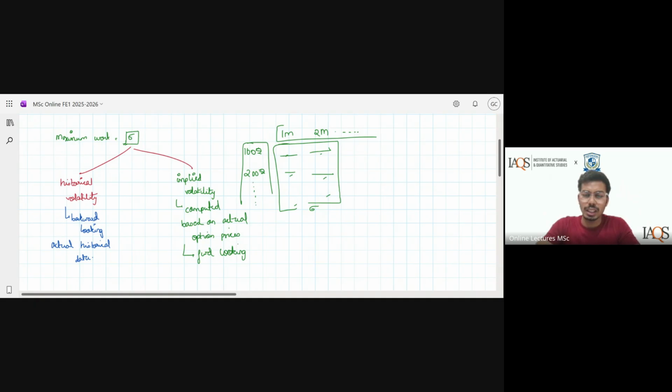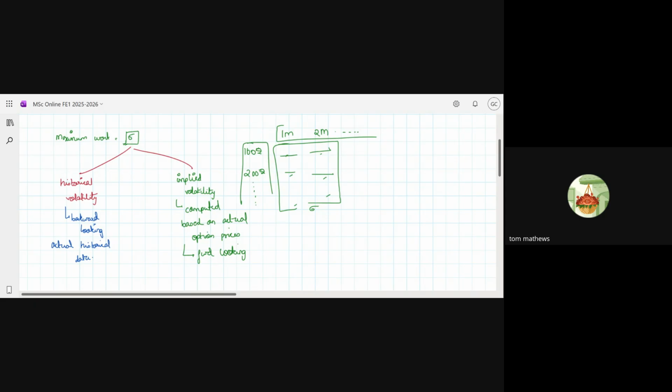As I said, no one is going to ask you anything specifically directly in terms of theory. But can you give a live example of this implied volatility? Live example meaning.